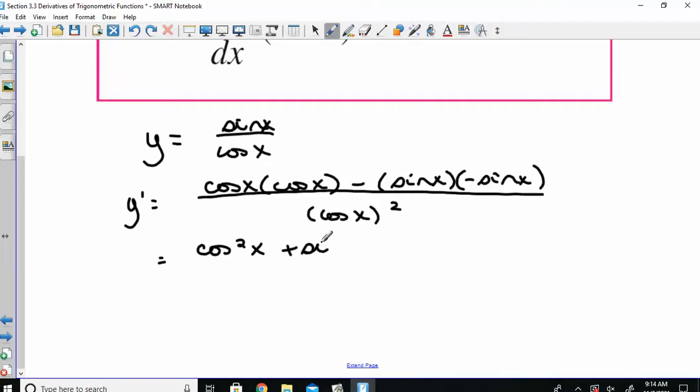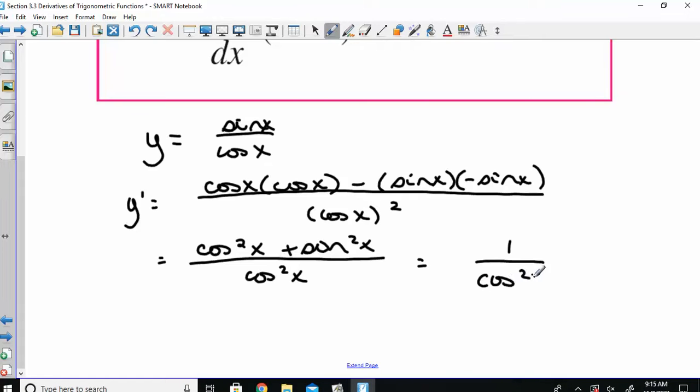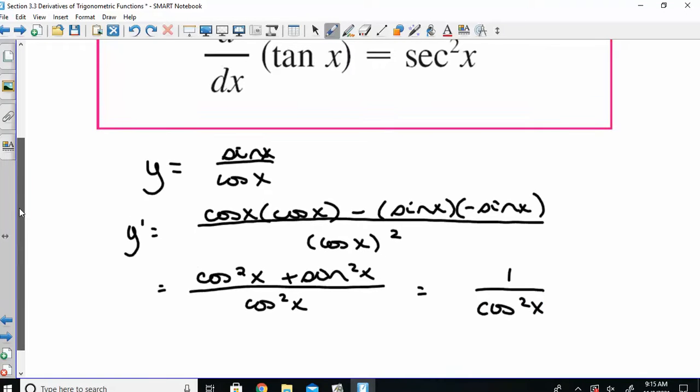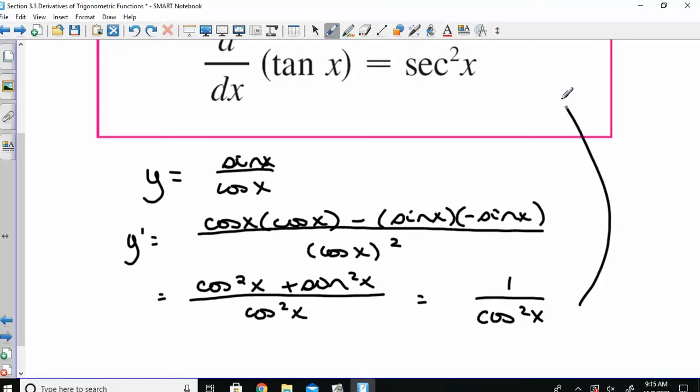So then you get a cosine squared x plus a sine squared x over cosine squared x. What's cosine squared plus sine squared? 1. And 1 over cosine squared would be secant squared.